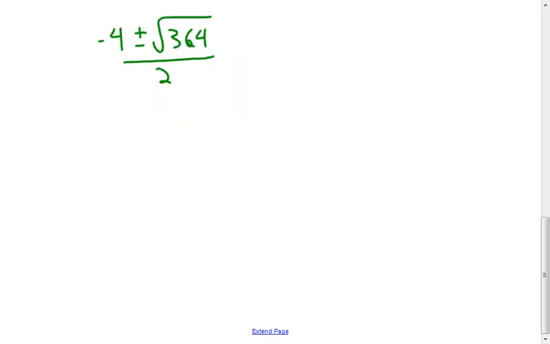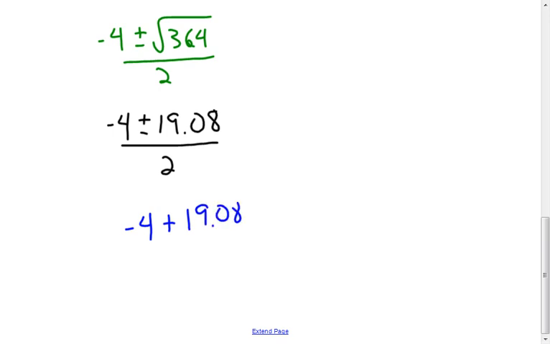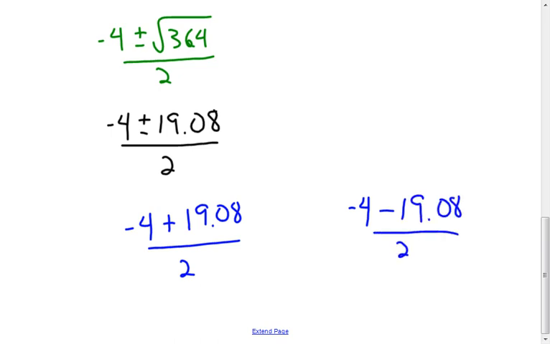Now what I'm going to do at this point in time is take the square root of that 364, and we could simplify it, keep it in radical format, but what I'm going to do is just punch it on my calculator. The square root of 364 is approximately 19.08, and we'll divide it by 2. And then this is where I'm going to break it apart into the two different expressions that are there. One's going to be the negative 4 plus 19.08 all over 2, and then the other one's going to be the negative 4 minus 19.08 all over 2.